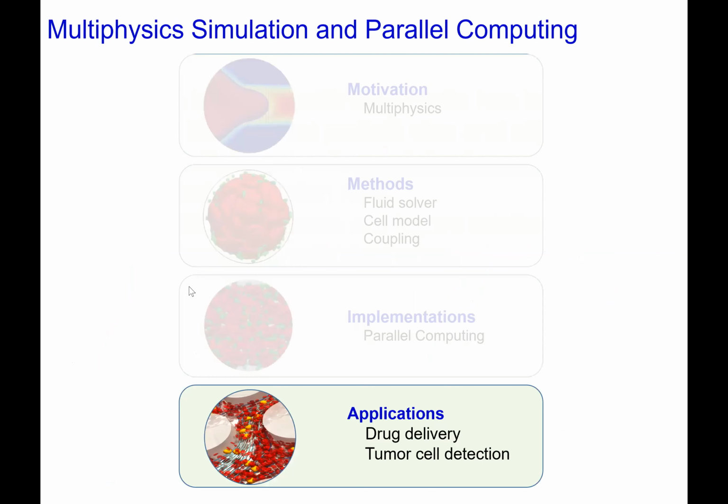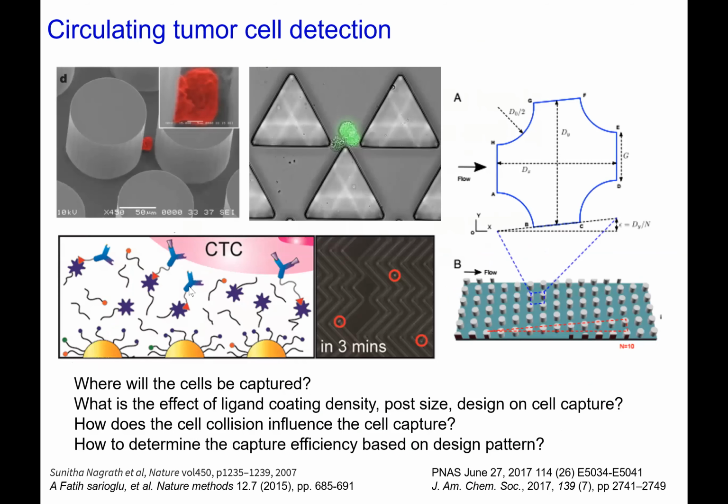And the next application is about tumor cell detection in a microfluidic device. Recently, it has been shown that a microfluidic device can be used to detect circulating tumor cells earlier. Different designs have been proposed, such as circular posts or triangles, or even deterministic lateral displacement devices.